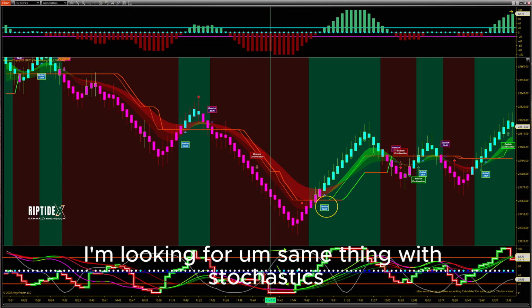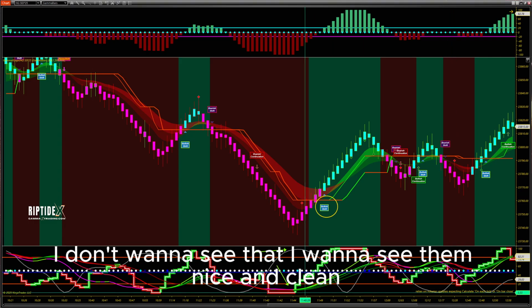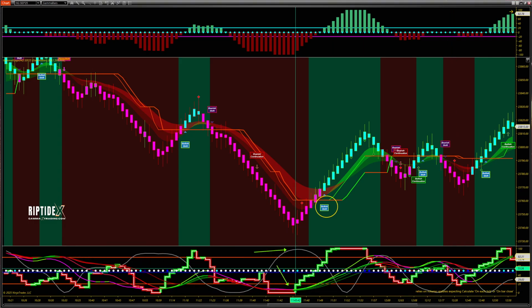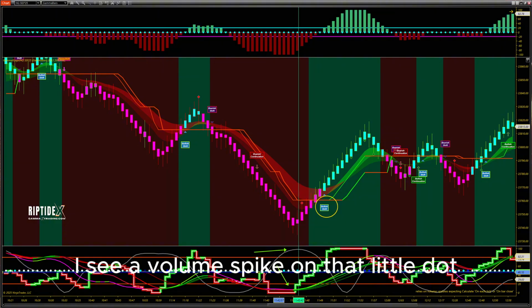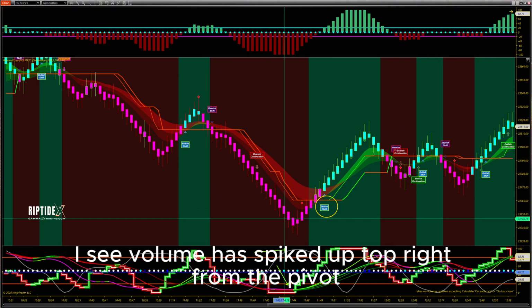I'm looking for the same thing with stochastics. I don't want them to be messy and intertangled. I want them to be nice and clean. Over here, this is intertangled. I don't want to see that. I want to see them nice and clean. That's a setup for me. I see a volume spike on that little dot right at the bottom. I see volume has spiked.